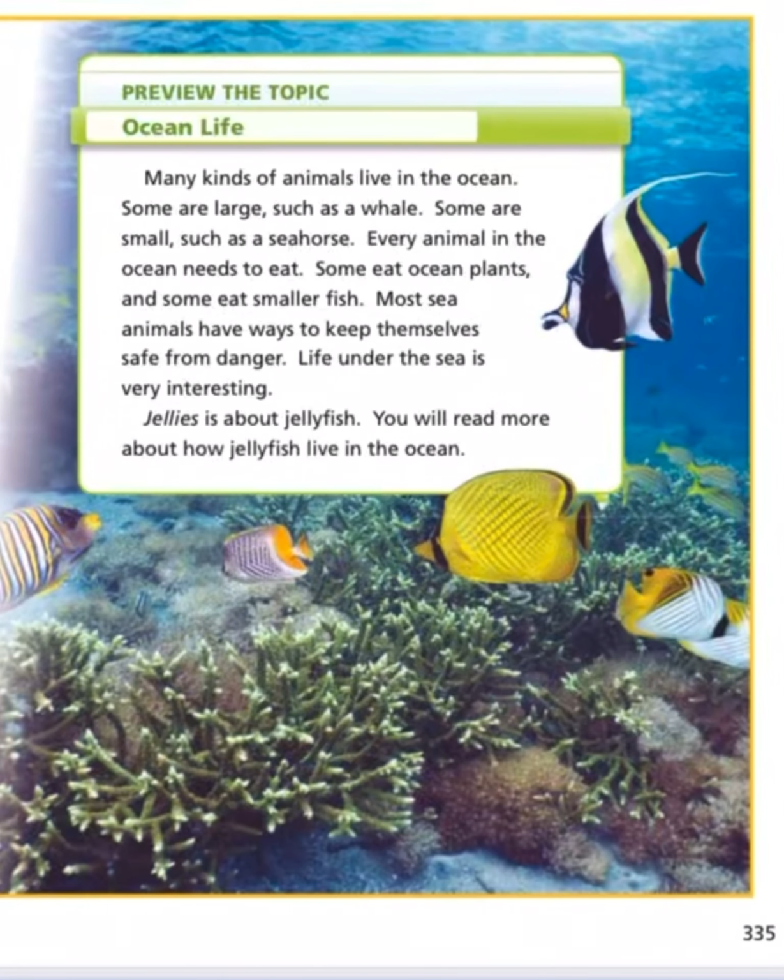Preview the topic. Ocean life. Many kinds of animals live in the ocean. Some are large, such as whale. Some are small, such as seahorse. Every animal in the ocean needs to eat. Some eat ocean plants, and some eat smaller fish. Most sea animals have ways to keep themselves safe from danger. Life under the sea is very interesting. Jellies is about jellyfish. You will read more about how jellyfish live in the ocean.